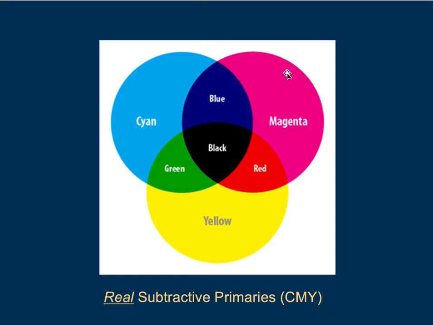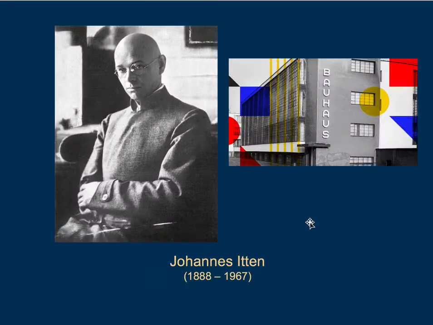You don't see a lot of magentas and cyans. You mostly see varieties of red and blues. So finding those three primaries sometimes can be a challenge for people.